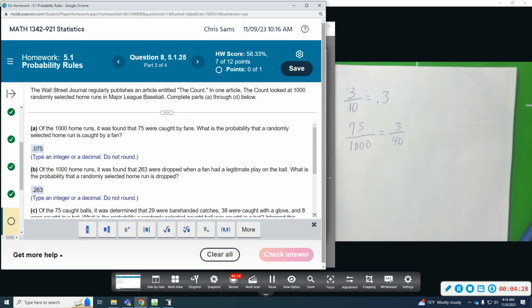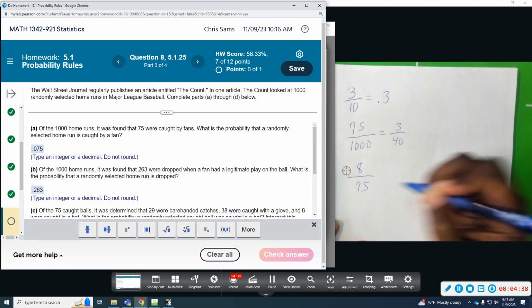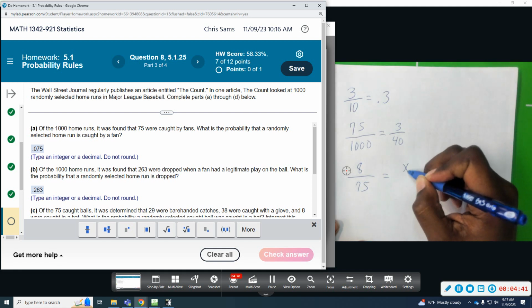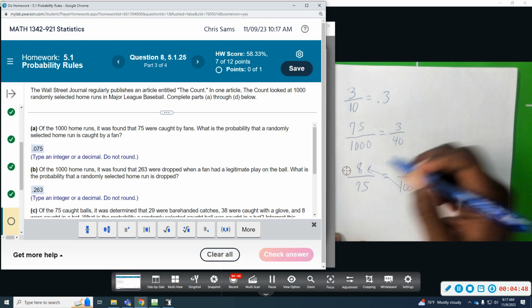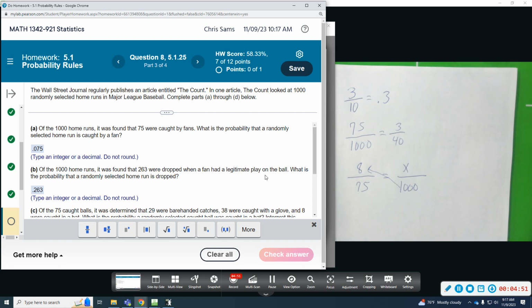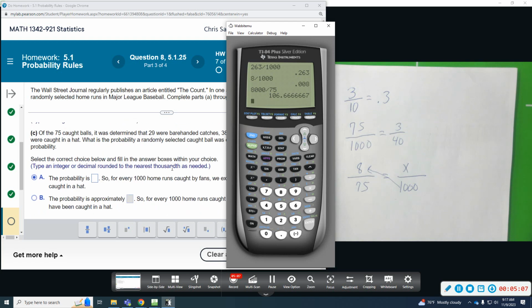So let me do 2 calculations because this wording is a little weird. So let's say 8 are caught in a hat out of 75. That means how many would be caught out of 1,000? So we can do some cross multiplication. I'm going to multiply by 1,000 and say 8,000 divided by 75 and find out that number. 8 divided by 75, which gives me 106. And what does it say? Round to the nearest thousandth for my percent. So 106, roughly 107, maybe.